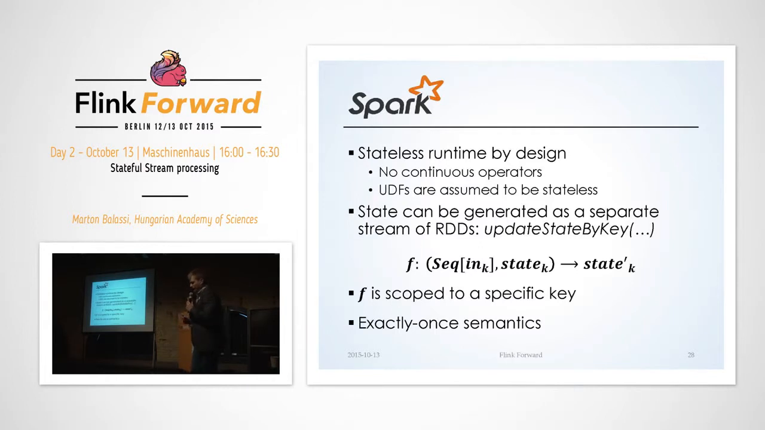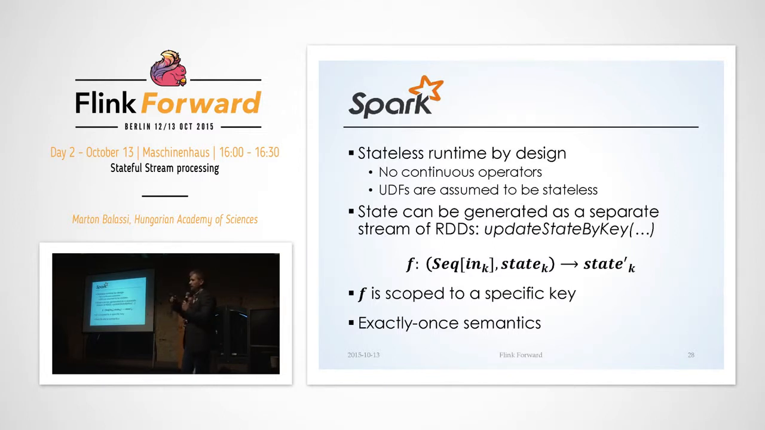So how do you do this in Spark? It's tricky in Spark because, as you remember, Gabo told you that in Spark you have mini batches, and usually when it comes to state, the way you think about state is, okay, I have these long-running operators, and inside them, I have my state. But if I don't have long-running operators, how do I have state, and how do I reason about it?